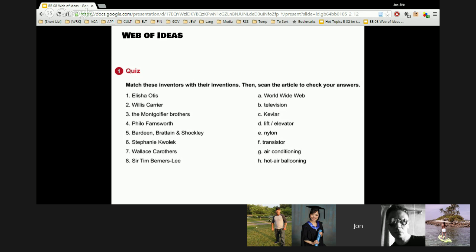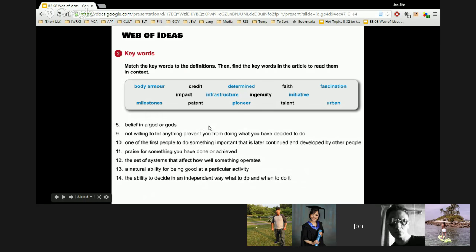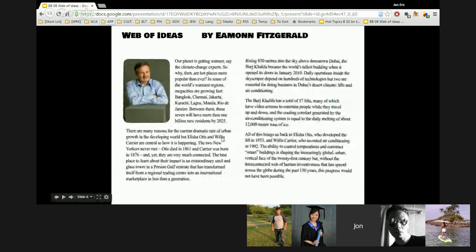I gotta skip forward. Sorry. Otis, who died in 1861, Carrier was born in 1876. They were very much connected. I'm trying to figure out. Oh, wait, where is it here? Let me go forward. 1, 2, 3. In the fourth paragraph, the Burj Khalifa. Ah, there we go. Thank you. That's it. The Burj Khalifa, which is the tallest building in the world, has a total of 57 lifts. But I wanted just to trace it back to 3.